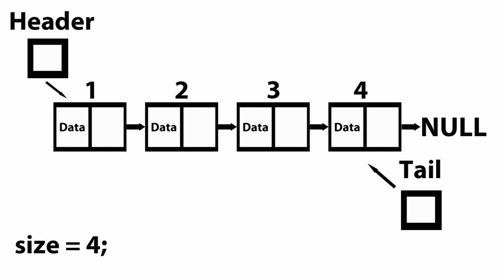In this tutorial we're going to be going over our remove at method. Now what the remove at method does is it removes the node at a certain position.